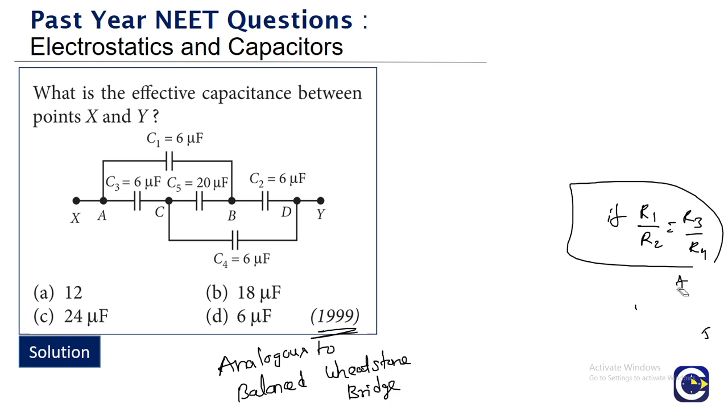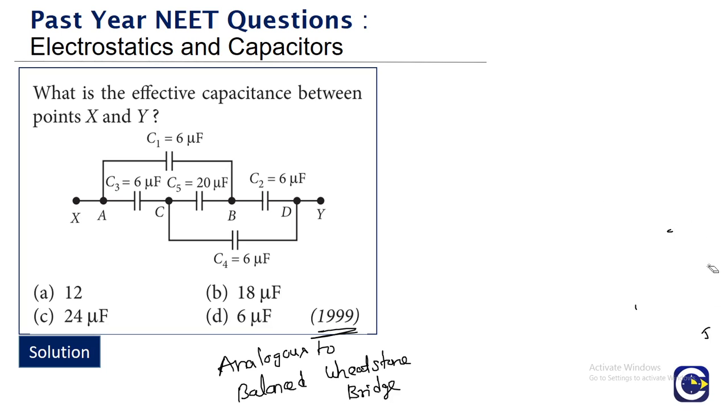So the combination of capacitors here given, if we take a closer look at them, initially we might not be able to see which is series, which is parallel, because obviously there are no two capacitors in series, no two capacitors in parallel. So we cannot say that this C1 and C3 are in parallel, or C3 and C5 are in series, because there is some junction coming in between.